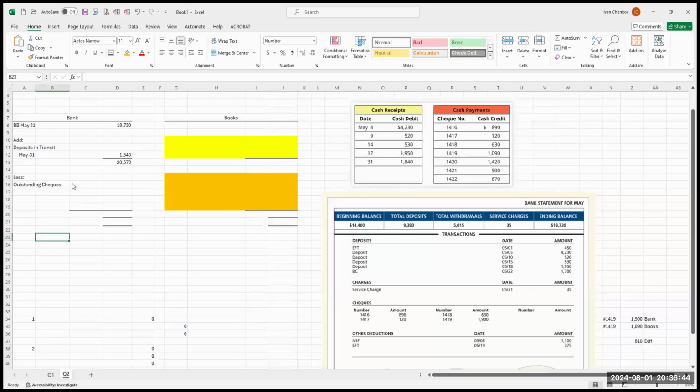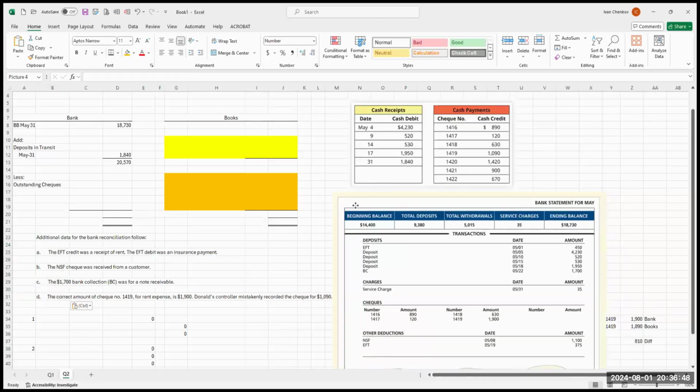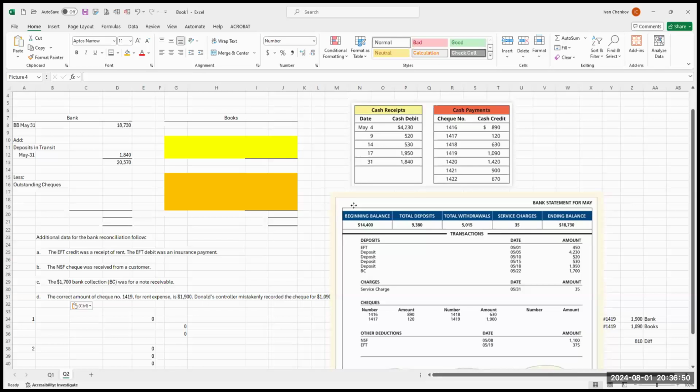Once I go to the Excel spreadsheet, obviously I'm going to post this information here. And now I have that information. I don't have to worry too much with that information. So what that information says, let's move this line here. That information says that the correct amount of the check 1419 for the rent expense is $1,900. So the bank is correct.